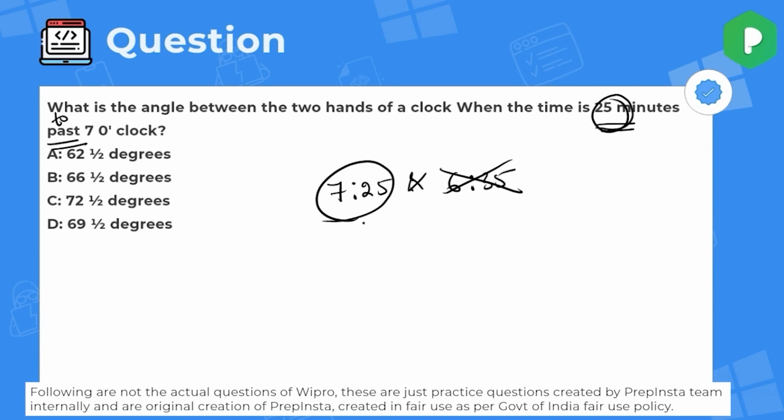Past means already completed, so 7:25. 25 minutes to 7 means you still have 25 minutes to reach 7, so that answer would be 6:35. So your answer is 7:25, right?